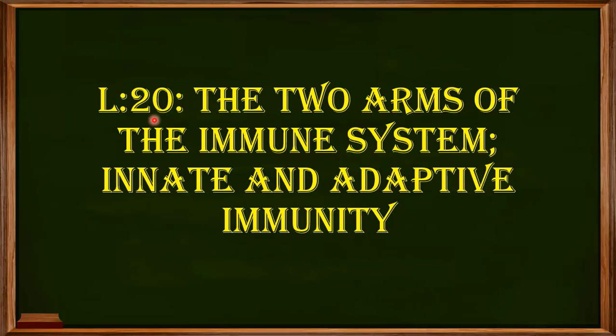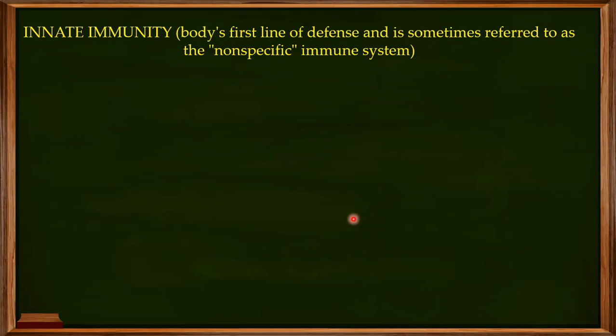This is the 20th video in the series of videos on immunology. And in this particular video I want to focus on the two arms of the immune system. One is known as the innate immunity and the other one is known as the adaptive immunity. So first I'm going to talk about the innate immunity.